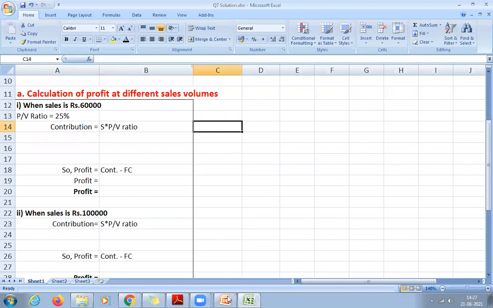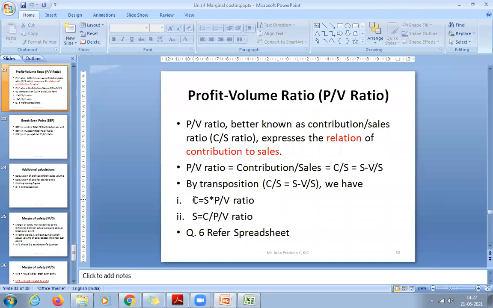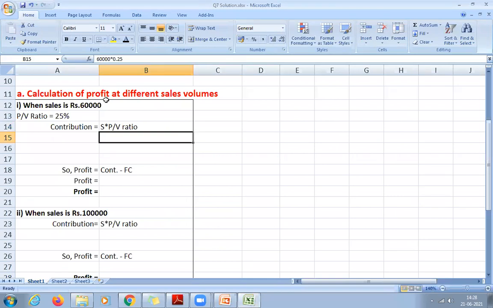You may be asking how you got this formula. I think we discussed it yesterday. Can you see here the different formulas to calculate PV ratio? I'm just doing a cross multiplication. I am bringing the PV ratio to the right-hand side, so it becomes multiplied, and C goes to the left-hand side. So contribution is equal to S into PV ratio. Calculate how much you'll get: 60,000 into 0.25 is 15,000.